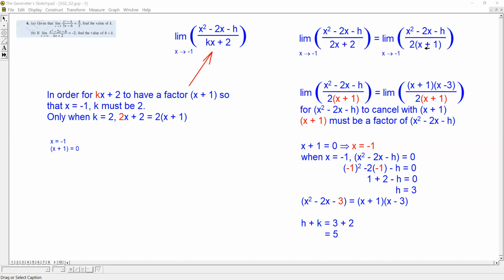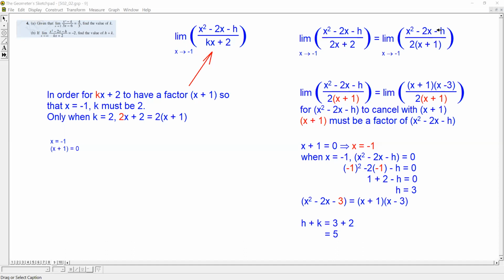Then k equals 2 can factorize, and the factor at the bottom is x plus 1. But the problem is the factors at the top. The factors at the top, we don't know. But I know one of the factors must be this one, x plus 1. So if x plus 1 is one of the factors of this quadratic equation, then this value, which in turn becomes x equals -1, must satisfy the expression at the top. So if we satisfy the expression at the top, that means there will be a factor of x plus 1 there, and they can cancel away.